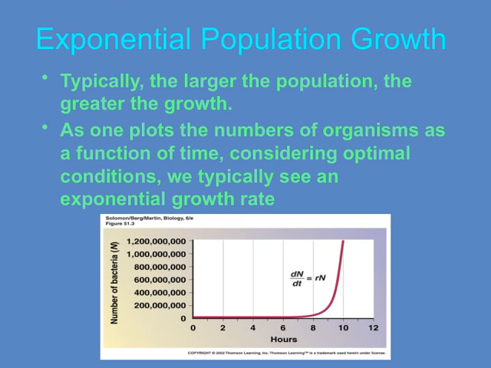Recognizing this pattern is important because it highlights how populations can expand quickly when resources are abundant and conditions are ideal. This concept ties into the broader themes of population dynamics and how environmental factors influence growth rates.